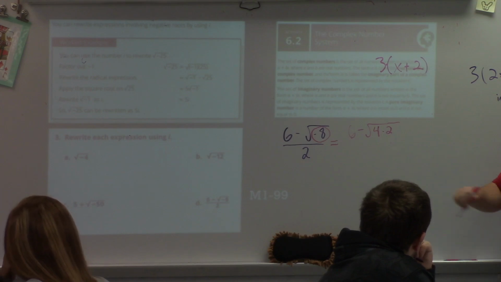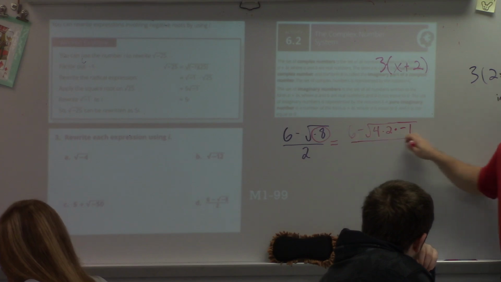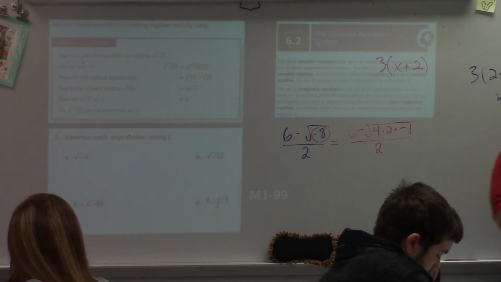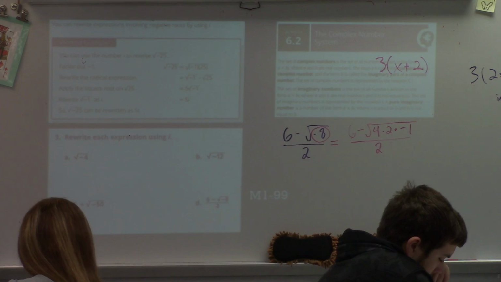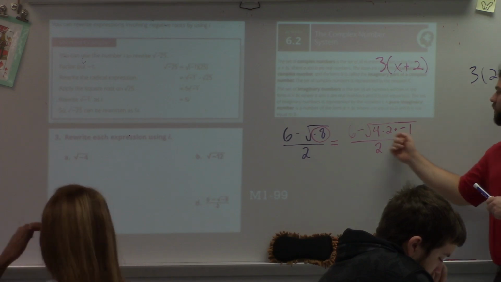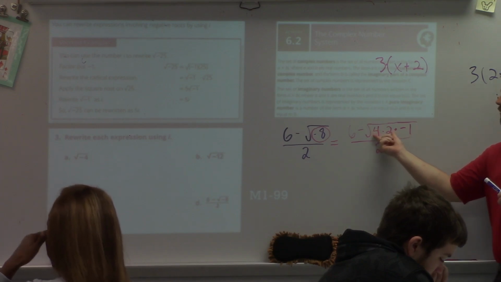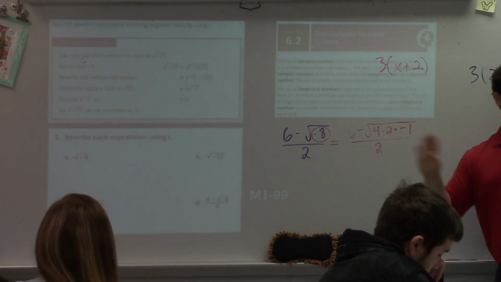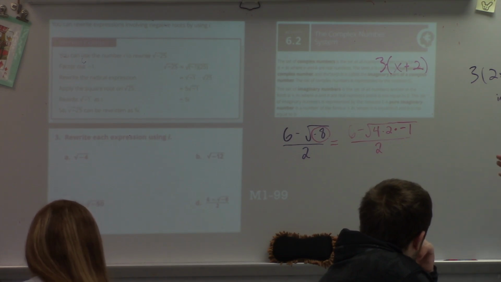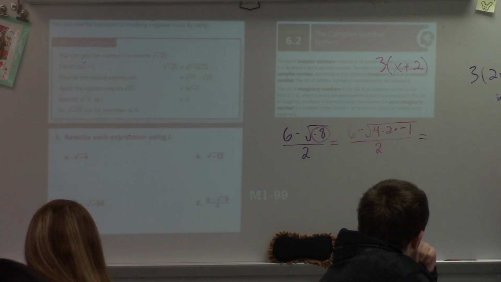A -1. Remember, we want a -1, because what's the square root of -1? So we always need a -1 as one of my factors. I always need that -1 as one of my factors. Notice what's 4 times 2? 8 times -1 is? So have I changed that number? No. Just rewritten it, okay? So how do I rewrite it from here?